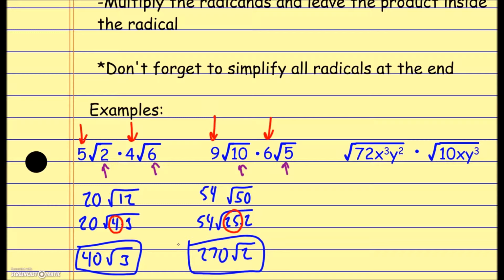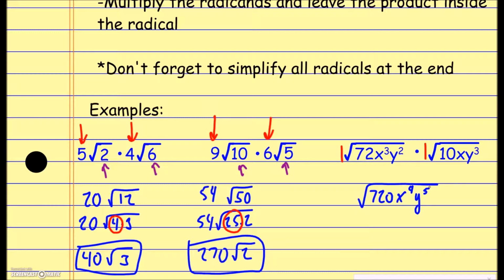For this one, I don't have anything on the outside, or, well, I can consider the fact that I have a 1 on the outside, but 1 times 1 is just 1. So I just have stuff on the inside, so I multiply the insides. And when I do this, this is going to give me a 720. This is going to give me an x to the 4th, and this is going to give me a y to the 5th.